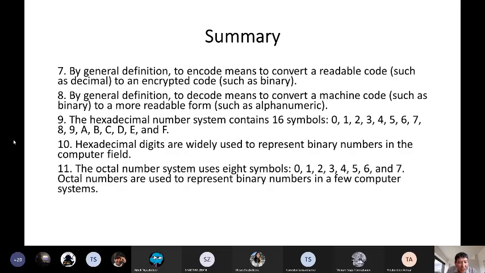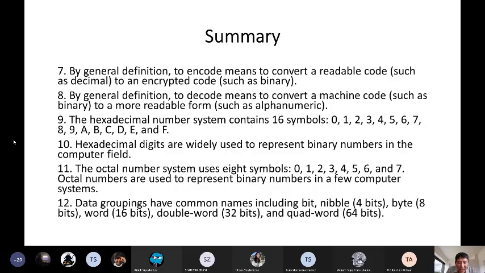The octal number system uses 8 symbols, from 0 to 7. Here you should understand that any of these digits is 3-bit data. Octal numbers are used to represent binary numbers in a few computer systems, so it's not so widespread, but nevertheless, you should know it.